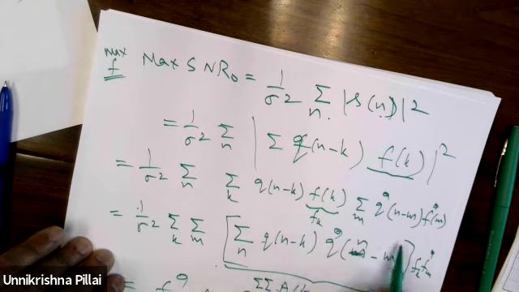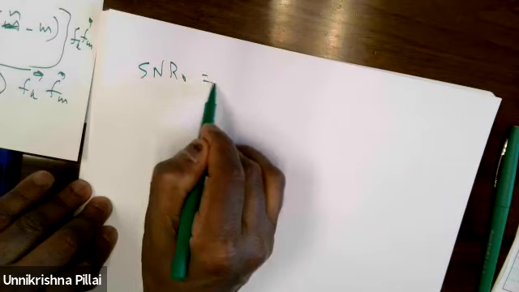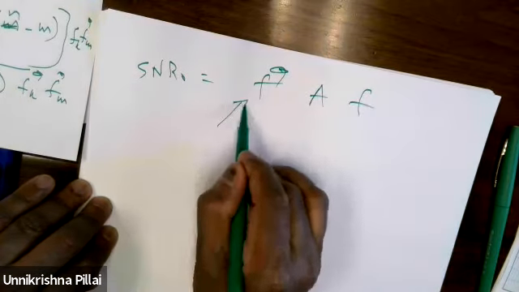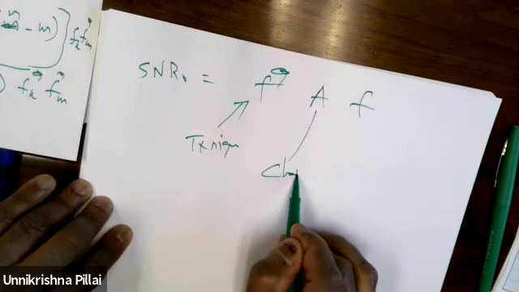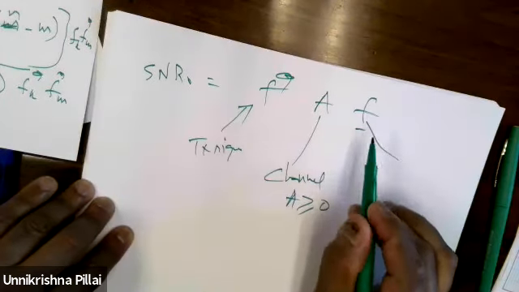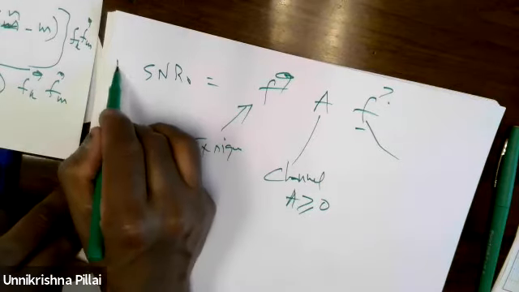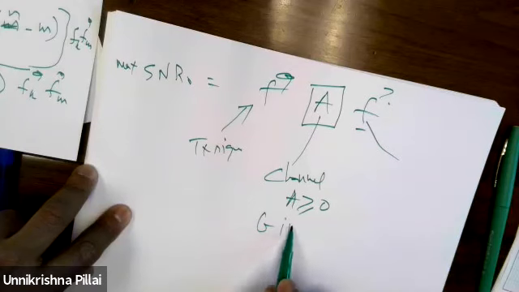Look at here. A is a proper, so this maximum output turns out to be F star AF. This is the transmit signal. This is the channel properties. But A is a non-negative matrix. So the question is, how do you pick up F? Anyone? How do you maximize this quantity? I want to maximize this. This matrix is given because channel is given.